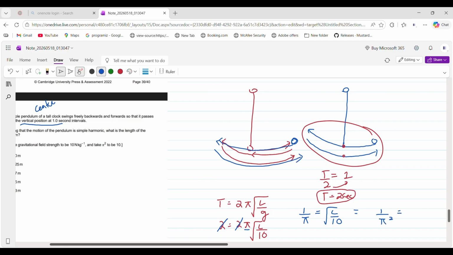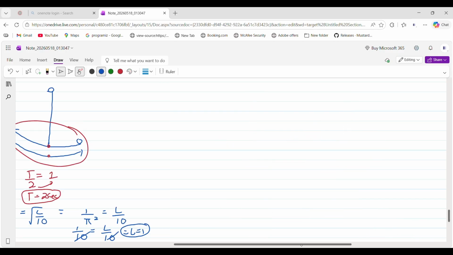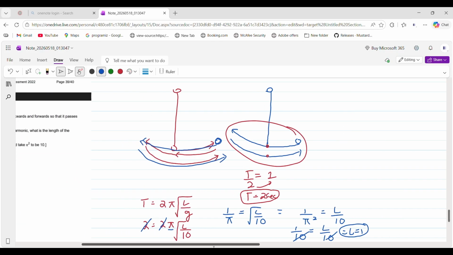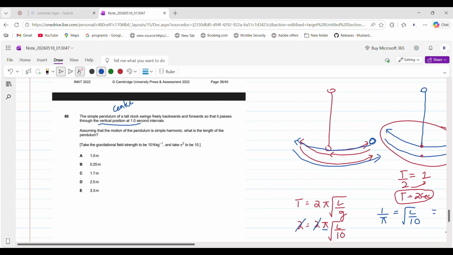So 1 by pi square is equal to L by 10. They have given the value of pi square already, which is 10. So 1 by 10 equals L by 10. This 10 cancels with this 10. So the L value has come out to be 1 meter. Let's see if we have gotten this answer. Yes, 1 meter we have gotten. This is the A option.